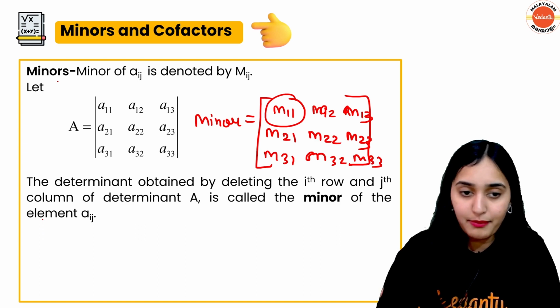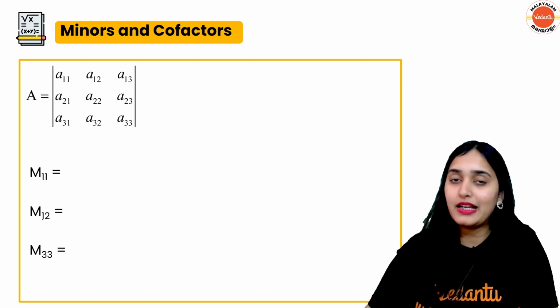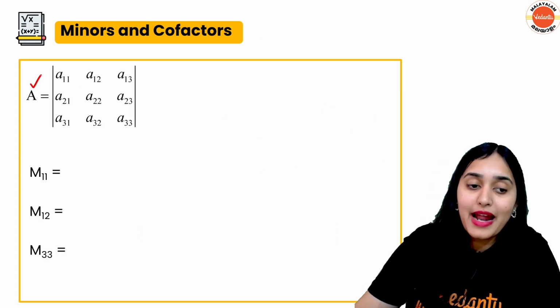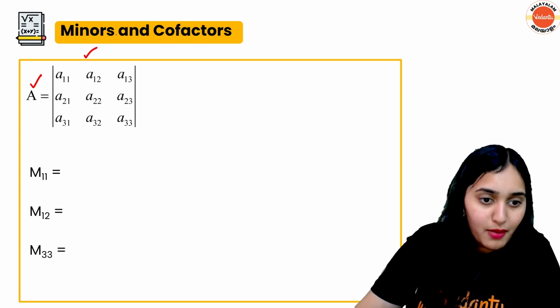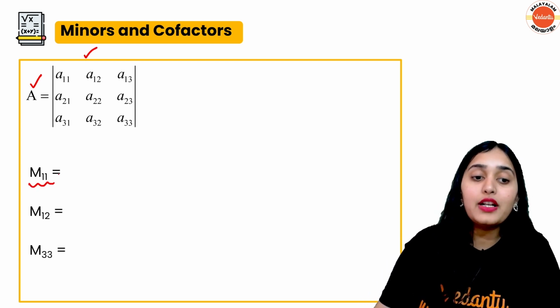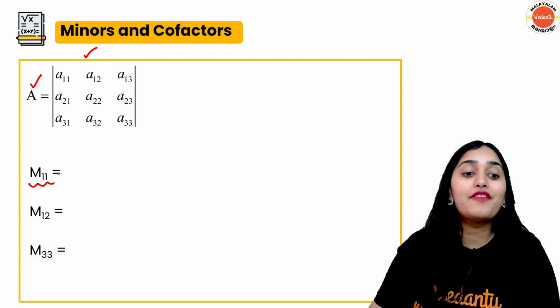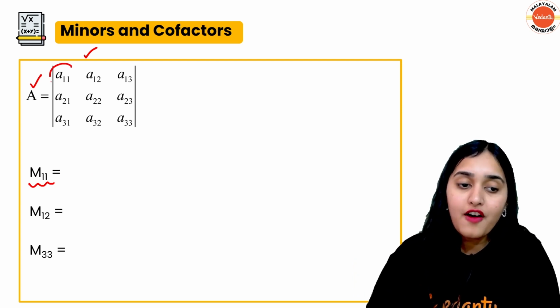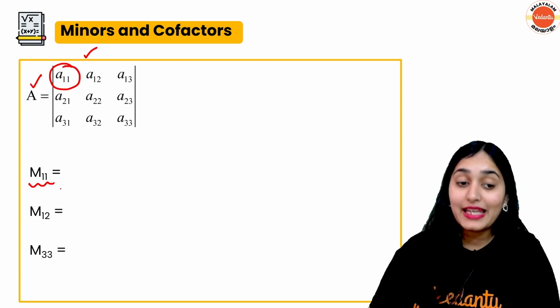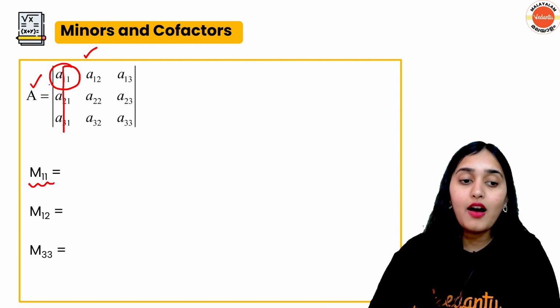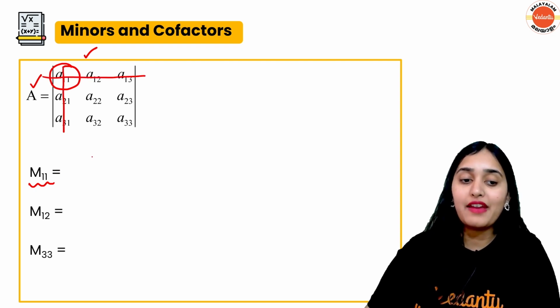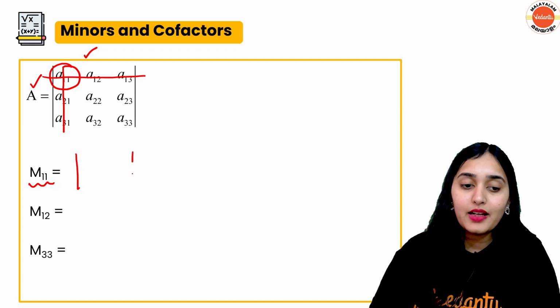So basically, remember, let's take this example. So this is the matrix. This is the element of the matrix. How do I find M11? So the minor of A11 is: ignore the column and the row of A11, and find the determinant of the remaining.